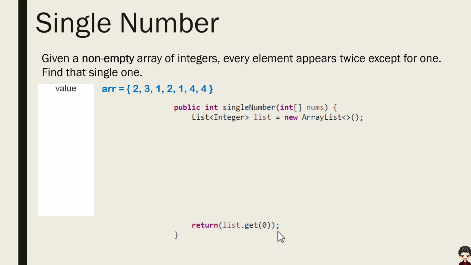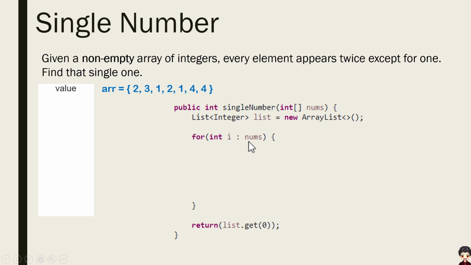And then of course we will be returning the one and only value left once we have already traversed the entire array. So that's why we have return list.get(0), because we are quite sure that the table would be left with only one value by the end of this, based on the problem given.